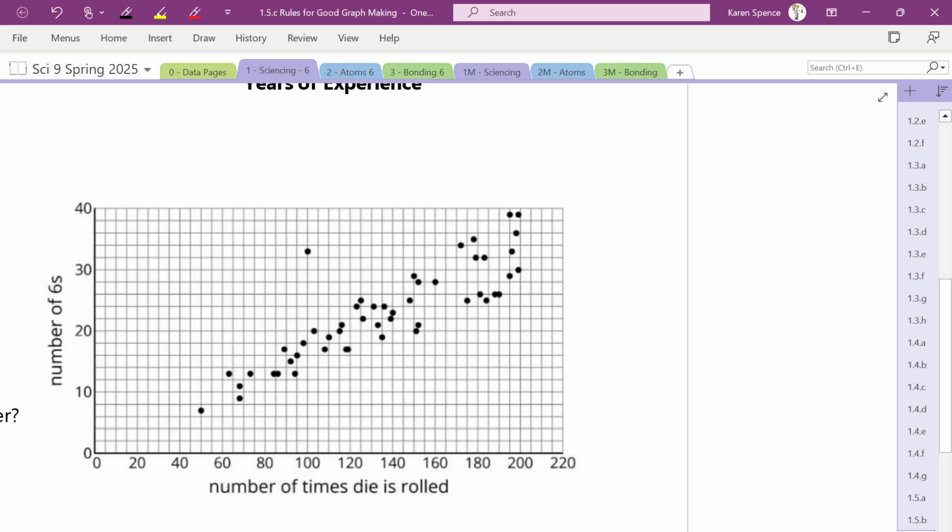And if that is the case, what do we have to do with our trend line? We need to make sure our trend line does what? Pass through 0, 0. Okay, so I'm going to draw 2 lines and you guys are going to tell me which one is better.